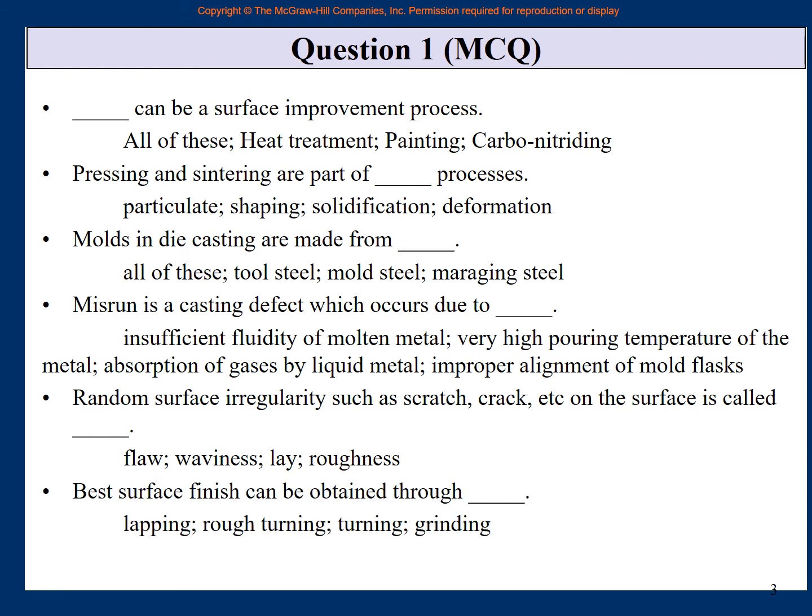Best surface finish can be obtained through which process? Lapping, rough turning, turning, grinding. Rough turning, of course, very bad surface finish. Normal turning also reasonably good surface finish, but not best. Grinding, yes, very good surface finish. But there is an operation called lapping, which is even finer than grinding. It is like a very fine polishing type of operation, even more good surface finish than grinding. So lapping is your answer.